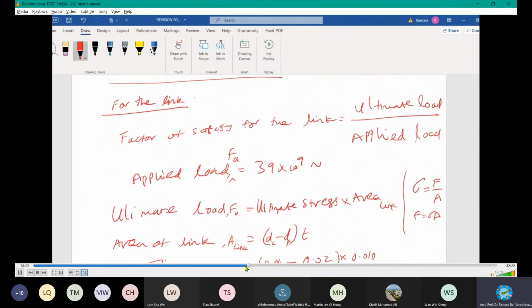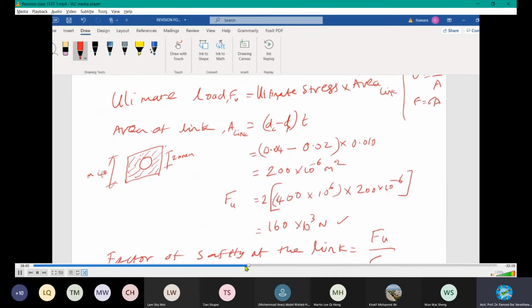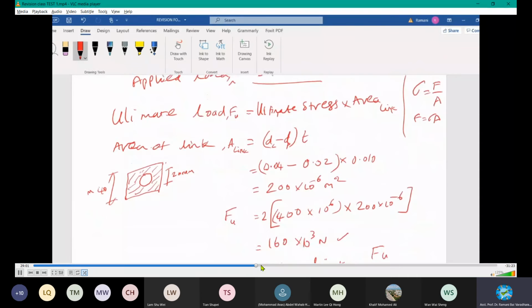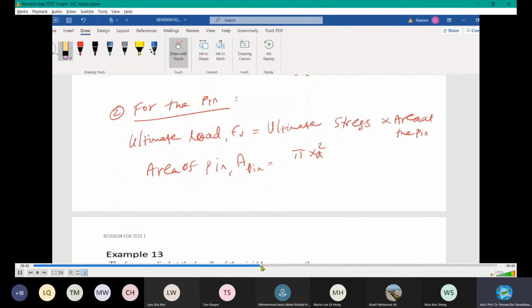Next category: this is for the link, right? Next is for the pin. Same, you have to repeat for the pin. For the pin, the factor of safety for the pin, all the calculation analysis for the pin. Okay, can you repeat the same? Ultimate stress times pi d square by 4, the area of the pin. So the whole pin is in action for reacting to the load applied, 24 kilonewtons. Pi d square, how much is d? Diameter is 20 mm, squared, divided by 4. What is the answer?